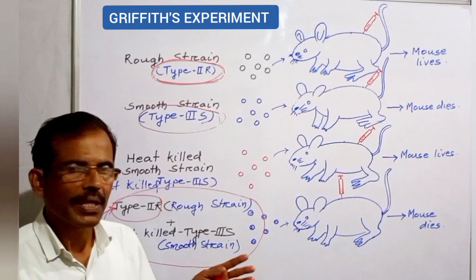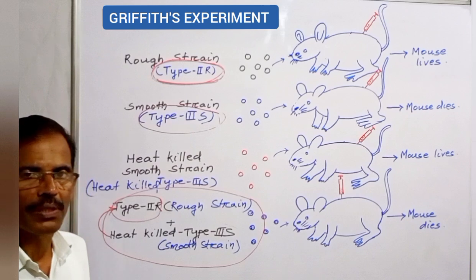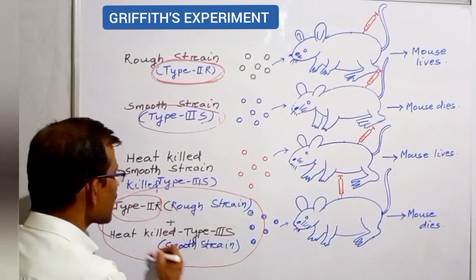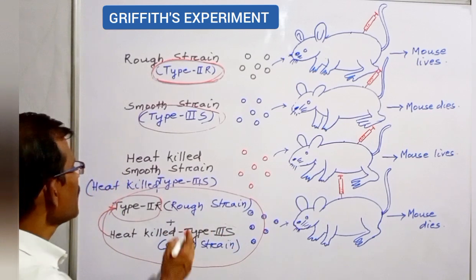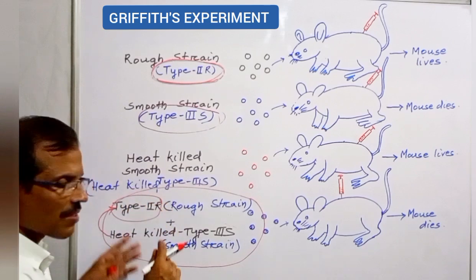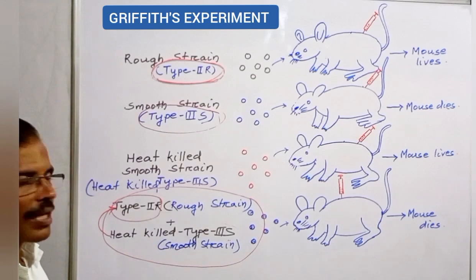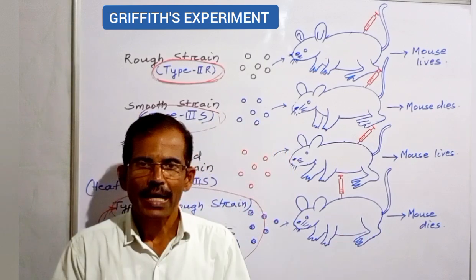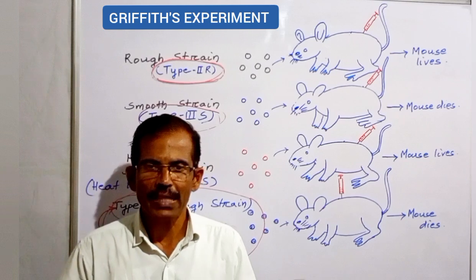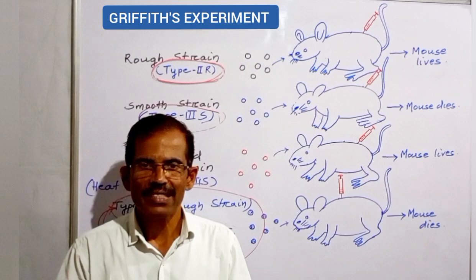By the process of heating, type 3S bacteria were killed, but their DNA survived the heating process. So when this mixture was injected, DNA from heat-killed type 3S bacteria was taken up by type 2R bacteria, as a result of which type 2R strain was transformed into lethal type 3S strain, which caused pneumonia, as a result of which the mouse died. And after that, the exact nature of the transforming principle was verified experimentally by Avery, MacLeod and McCarty, and by Hershey and Chase.